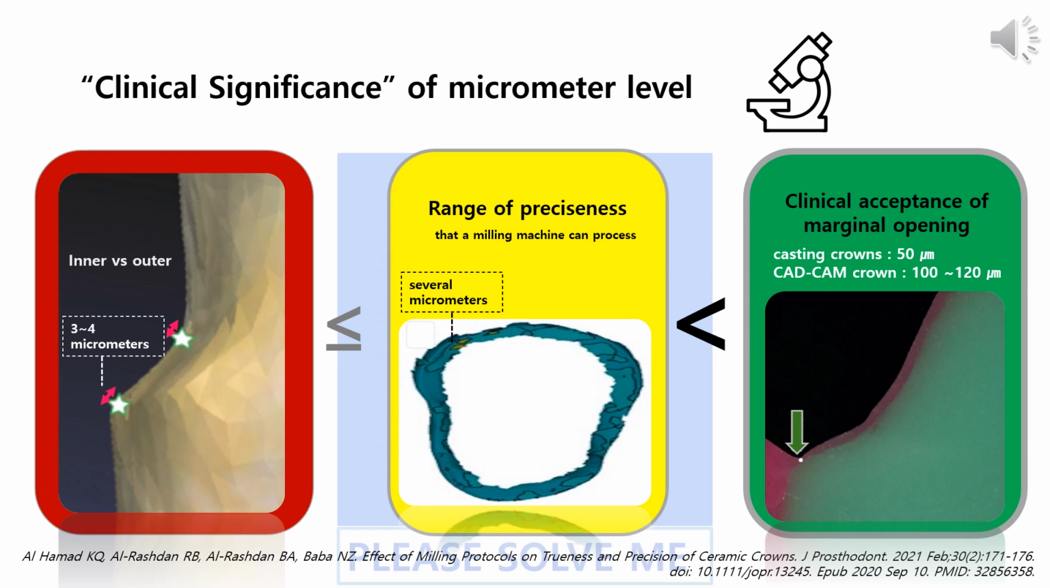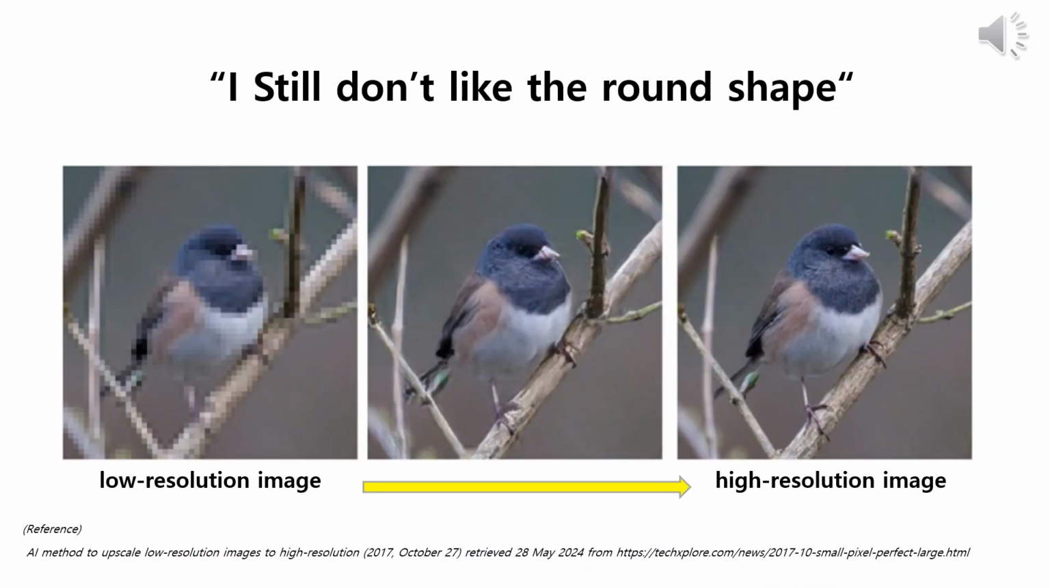Additionally, this error is much smaller than the allowable 50 micrometer marginal gap suggested in prosthodontics textbooks and the allowable 100 micrometer gap in CAD-CAM prosthesis. Therefore, although it may seem worrisome when viewed in greater detail, in reality, there is no need to worry at all. I still don't like the round shape.